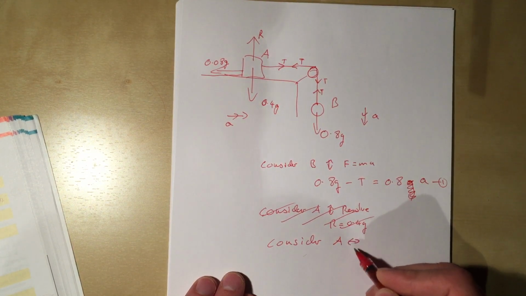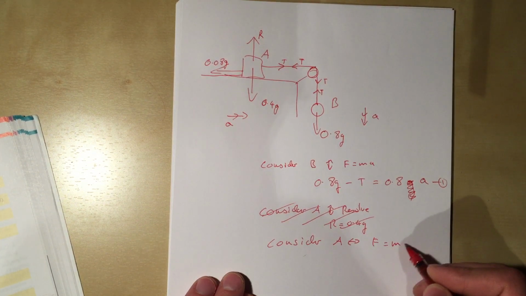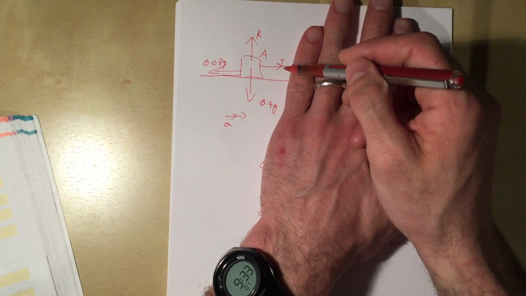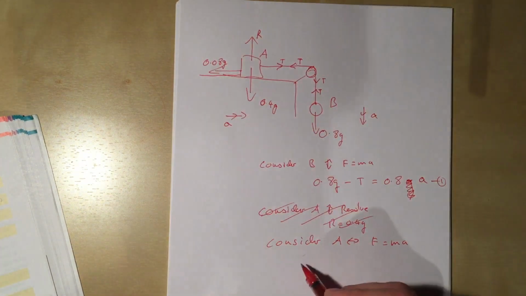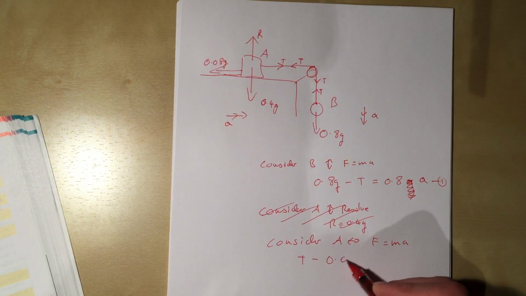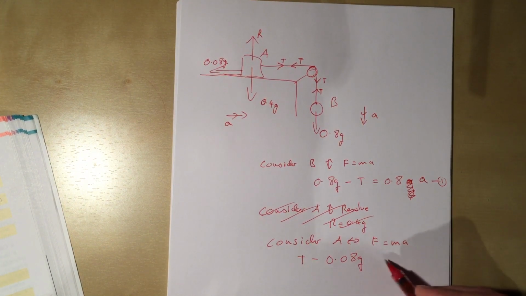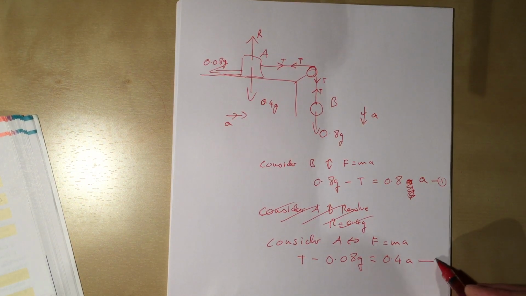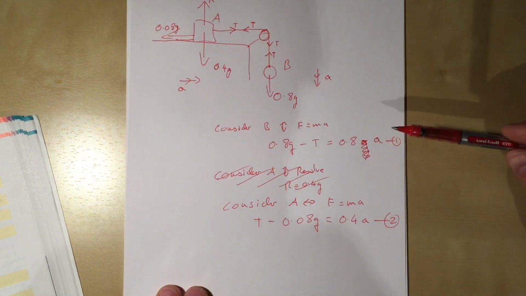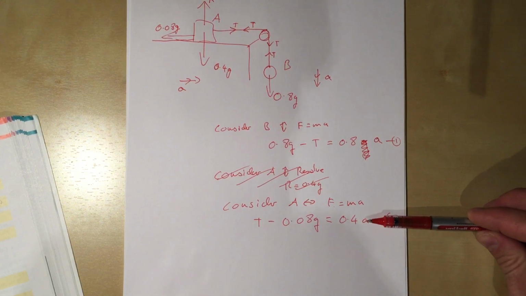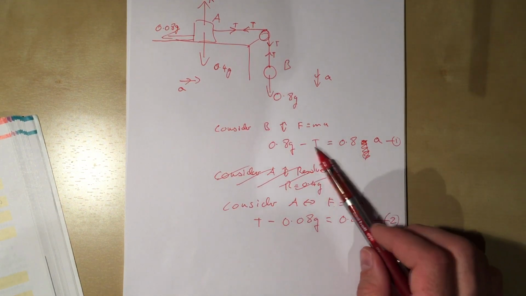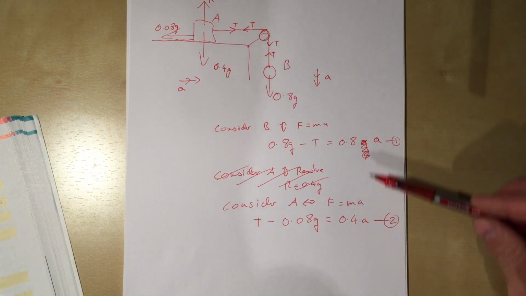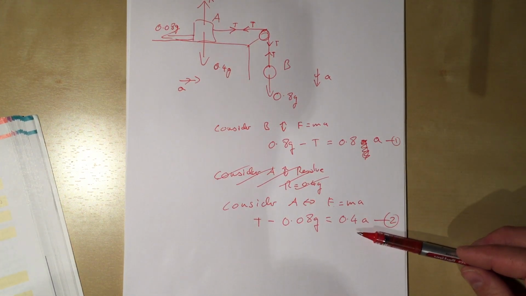A horizontally. I'm going to apply F equals ma, and I'm going to get, covering this lot up, tension's pulling it forward, 0.08 g is pulling it backwards. Tension minus 0.08 g, that is my resultant force, equals the mass times the acceleration. That's equation number 2. I'm going to take those two equations, and that should sort me out, right? I've got a T and an A here, I've got a T and an A here. If I solve those two equations simultaneously, I should find the tension and the acceleration.